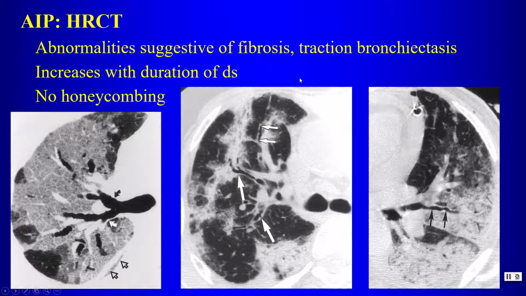And then when you get to the fibrotic phase, we can see these opacities with traction bronchiectasis. So this is what we expect to see as we get progression of ARDS. There is no honeycombing here in this disease.